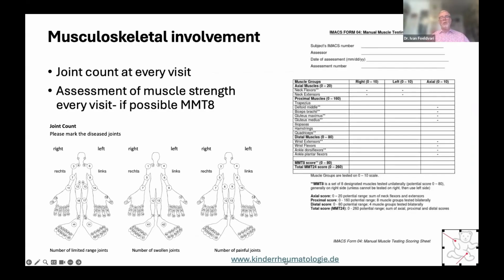Musculoskeletal involvement is actually very common in children. Around 60% of children have musculoskeletal involvement, much more common than in adults. Here you see the joint count, where you look at which joint is swollen, limited in range, or painful. The muscle strength is assessed in several muscle groups, from normal to decreased muscle strength, and you can collect the data on this MMT scoring sheet, a standard scoring done during the visits, so you can follow it.